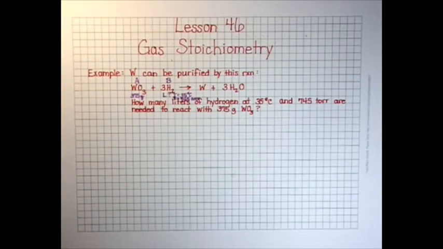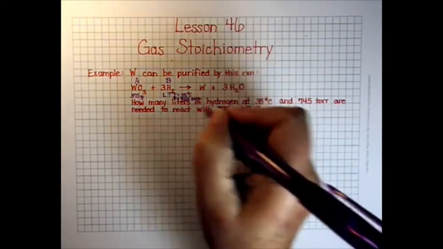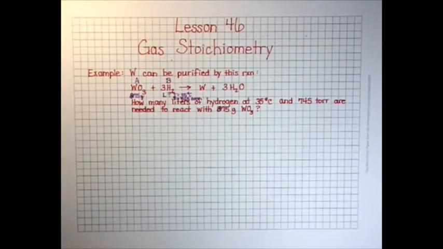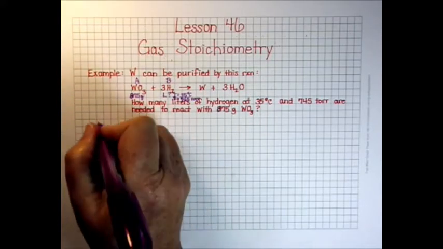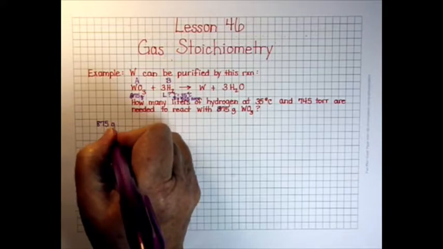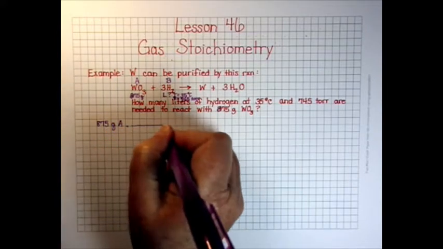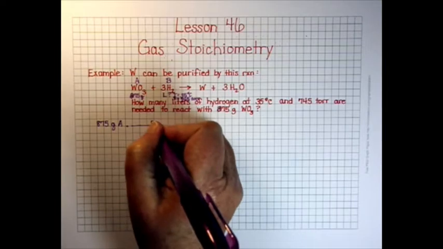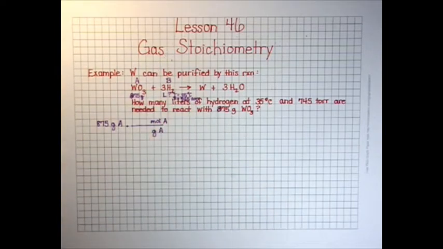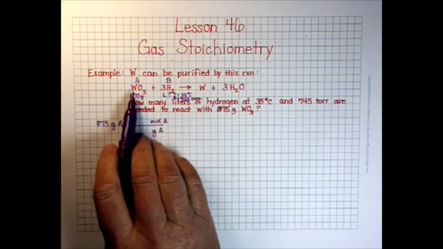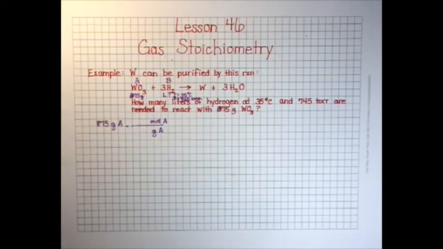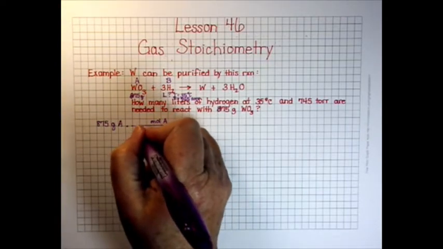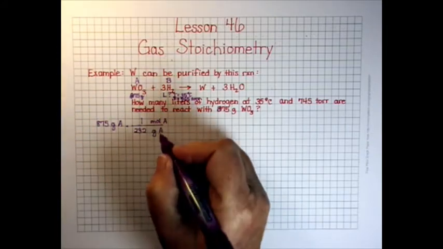So let's set out. That was supposed to be 835 grams. We're going to start with what we know. We know that we have 875 grams of substance A. We want to get out of grams of substance A and into moles of substance A. And we can do that with the molar mass, which means we're going to have to add up 1 tungsten atom and 3 oxygen atoms. And that's going to give us a molar mass of 232 grams, being the same thing as 1 mole.